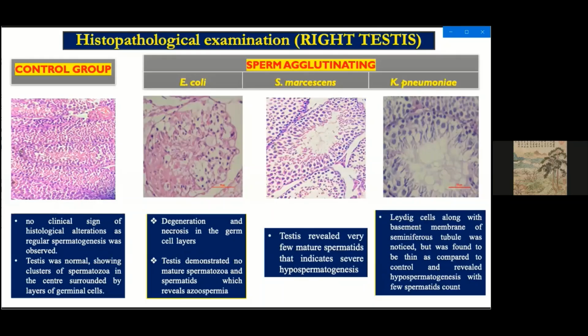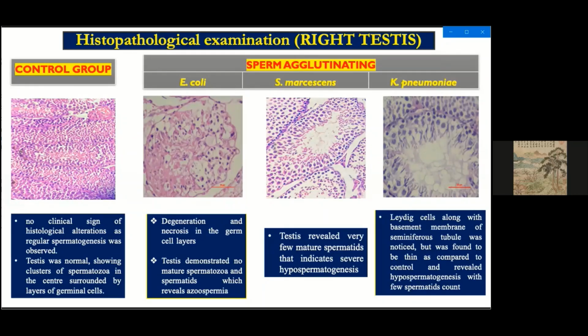Further, to find out what changes are taking place in the testes, histopathological examination was carried out. We only used right testes for this experiment because in the previous results we had found that microorganisms had the most important impact on the right testes as compared to the left testes. When histopathological examination of the right testes was carried out, we could find that in the control group no clinical sign of histological alterations was observed, as regular spermatogenesis was seen. Testis was normal, showing clusters of spermatozoa in the center surrounded by layers of germinal cells.